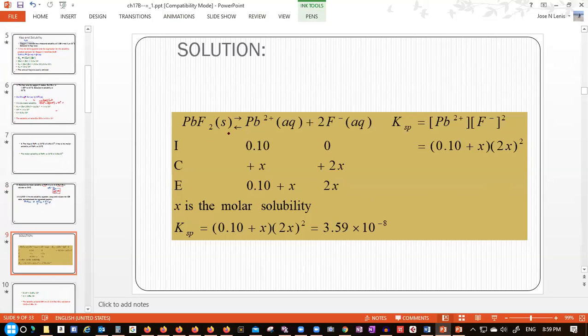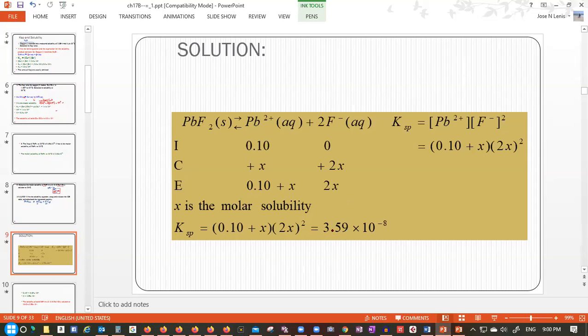Initially, you have 0.10 molar of soluble Pb2+ that comes from the soluble salt, and nothing of this. The change, therefore, is whatever comes from the insoluble salt, which is x Pb2+ and 2x F-. At equilibrium, we'll have whatever was initially there from the soluble salt plus whatever comes from the solubility of the salt, which is 0.10 plus x, and 2x for the F-. We plug that into the expression, and we find the x. That's what we want to know.